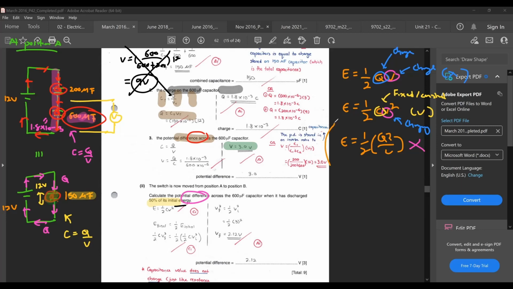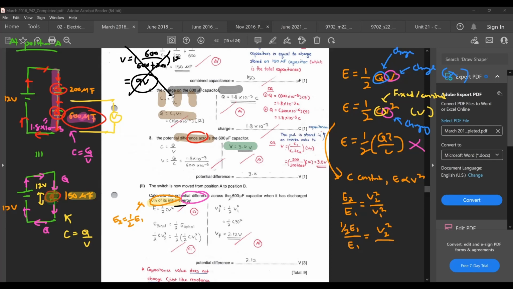So if I say that C is constant, E will be proportional to V squared. So E2 to E1 is equal to V2 squared to V1 squared. E2, I know, is half of E1, because they say that you've lost 50% of your initial energy. That tells you that E2 is now half of E1. So half E1 over E1 equals V2 squared over V1 squared.